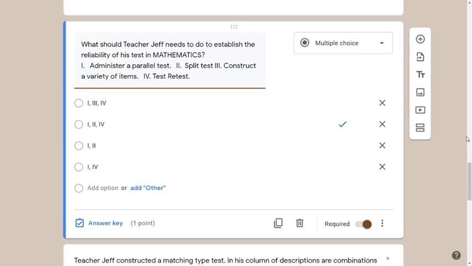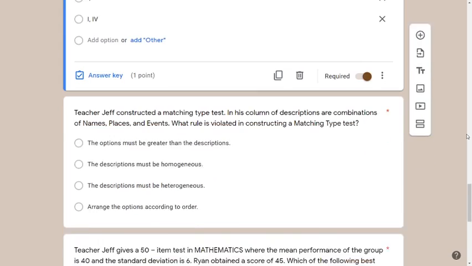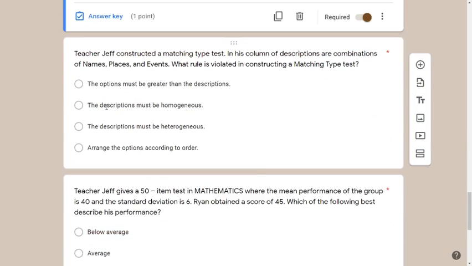Okay, now let's move on to our next question. Here, teacher Jeff constructed a matching type test. In his column of descriptions are combinations of names, places, and events. What rule is violated in constructing a matching type test?